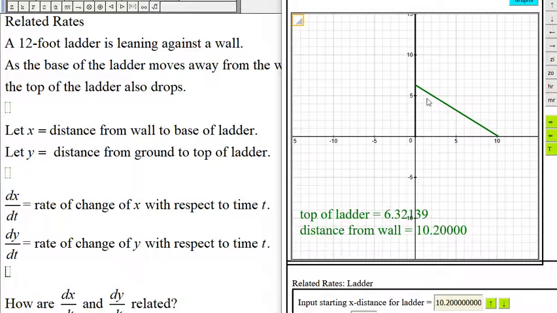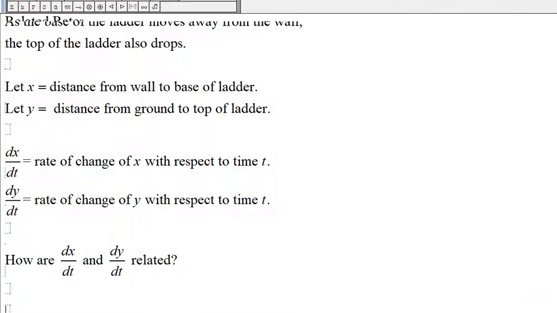And so the ladder is 12 feet long. And so we call this distance right here x, and we call this distance right here y. So y represents the height here, and then x represents the distance from the wall to the base of the ladder. And so they form a right triangle.